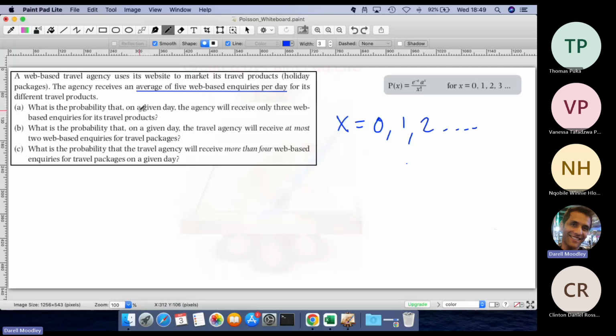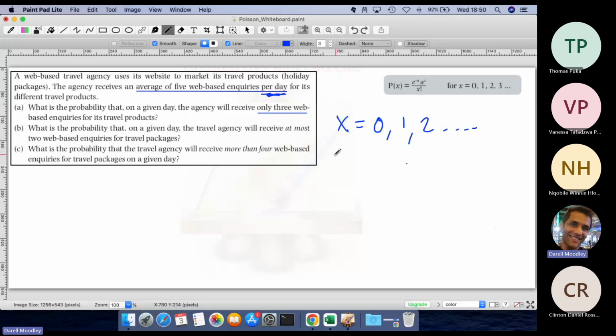Question A says, what is the probability that on any given day, the agency will receive only 3 web-based inquiries? Only 3 web-based inquiries. Now this is a Poisson distribution because you're counting the number of events that occur within a time interval. The events in this case are web-based inquiries, and the time interval is per day. So your first question is, what is the probability that on any given day, as per the time interval given, the agency will receive 3 web-based inquiries.